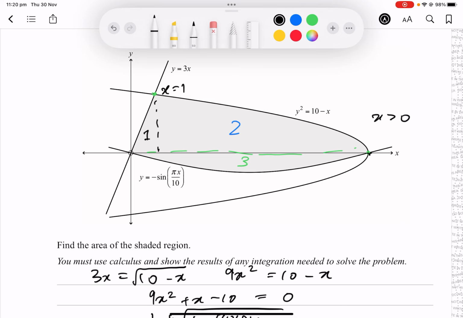And for the second green point there, it's just setting y squared equals 10 minus x to 0. So clearly, that should be pretty trivial. This point is x equals 10. Okay, brilliant. Now we basically have all the information we need to find the area.